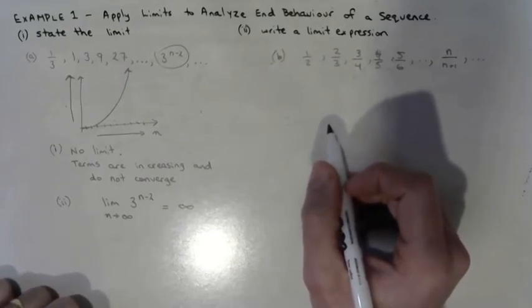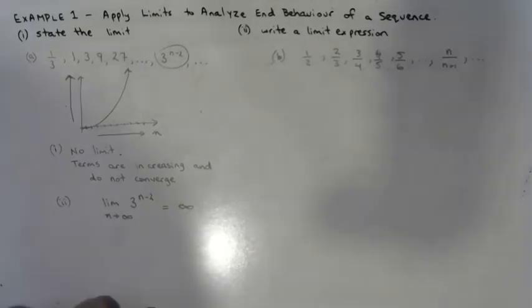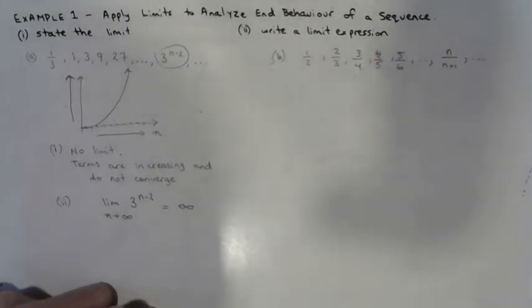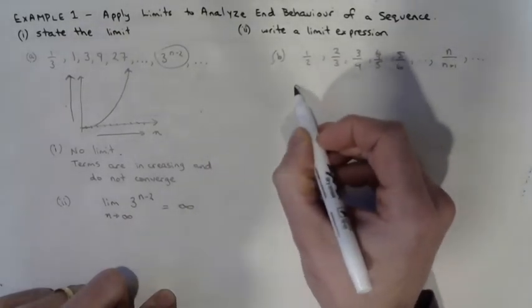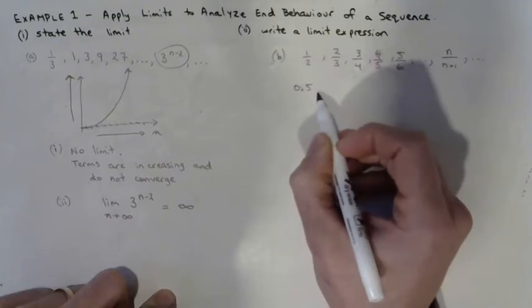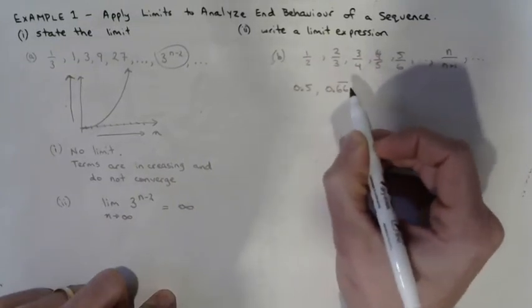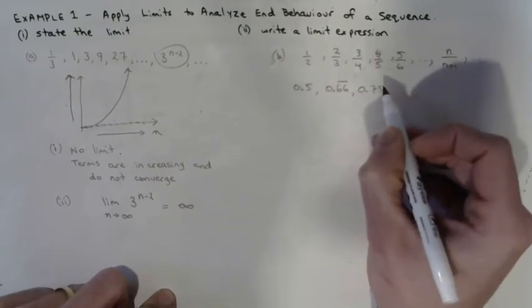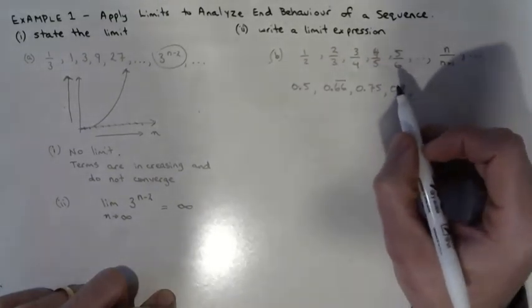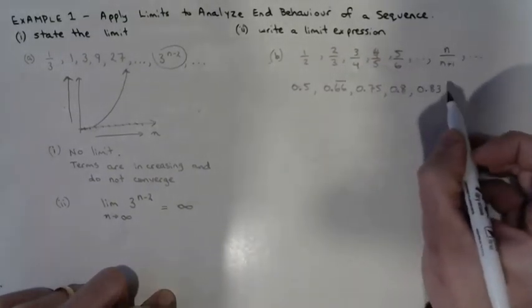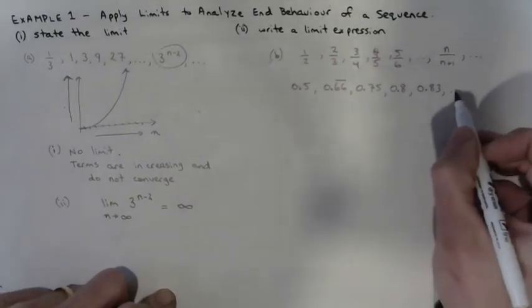We could convert each term to a decimal, and then we could see more easily that these terms are continually increasing, but they're not increasing without bound. They're approaching a specific value. So I'm just going to rewrite the sequence using decimals so we can see this. 1/2 is 0.5. This is 0.66 repeating. This is 0.75. 4/5 is 0.8. 5/6 is 0.83. And 6/7, etc. You could keep on going.